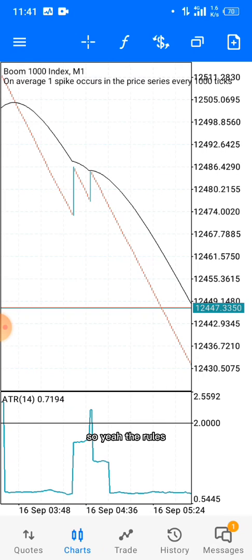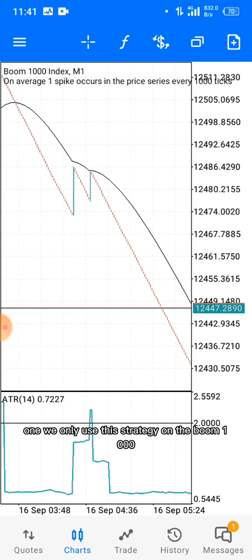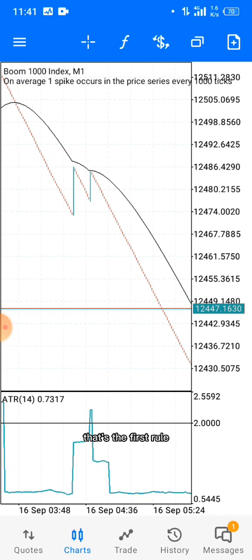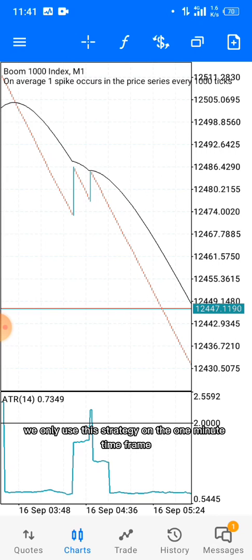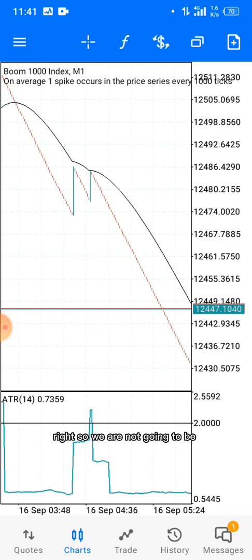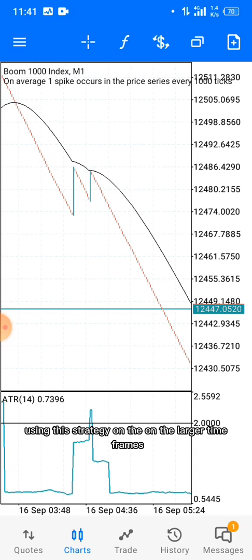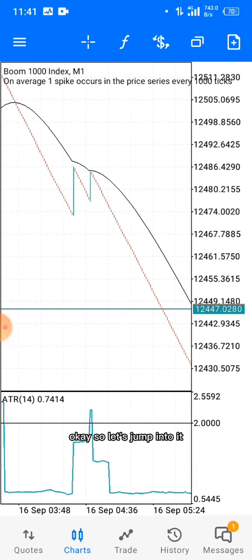Okay, so here are the rules. One, we only use this strategy on the Boom 1000 and Crash 1000 only, no 500, no 300. That's the first rule. The second rule is we only use this strategy on the 1 minute time frame. So we are not going to be using this strategy on the larger time frames. Okay, so let's jump into it.